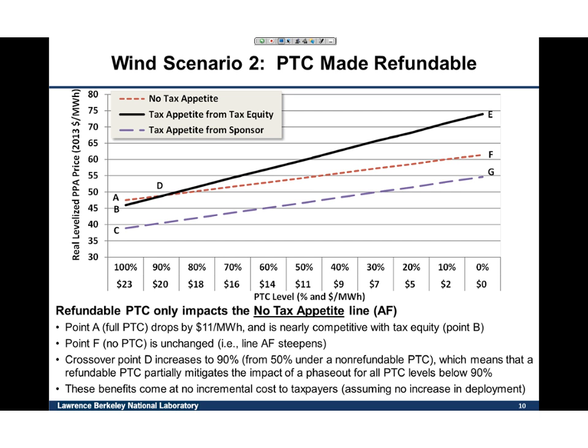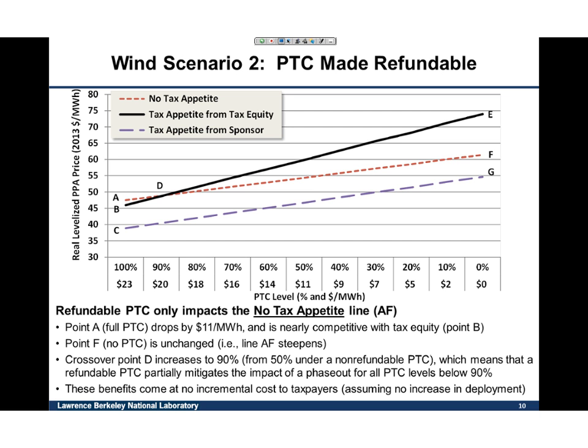So what you see here is that with a refundable PTC, point A drops by about $11 per megawatt hour from where it had been, which makes it essentially competitive with tax equity at point B. Point F, meanwhile, does not move at all because the PTC is zeroed out at that point. So what happens is that line AF steepens considerably under a refundable PTC, which shifts the crossover point D to more like 90% rather than 50%. And this means that making the PTC refundable would essentially mitigate the impact of a PTC phase-out for all PTC levels below roughly 90%.